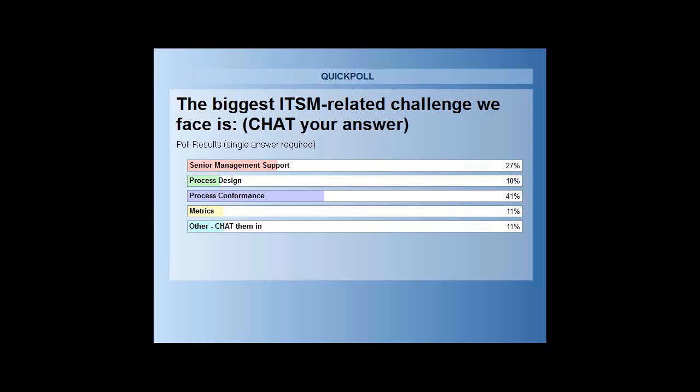The biggest ITSM related challenge is number one, 41% process conformance. Coming in second is senior management support at 27%. And I will tell you, we did a webinar similar to this in about 2009, and senior management support was over 50% as the biggest problem. So that's good news to see that declining. Absolutely. Process design, metrics and other are basically all the same at 10 and 11%, and really lots of interesting chats on the other.